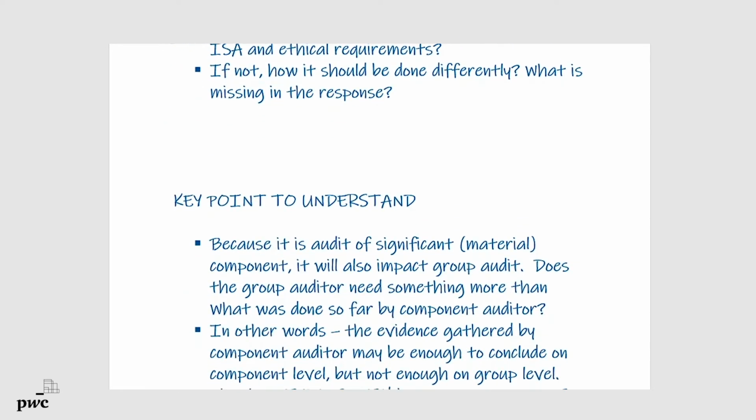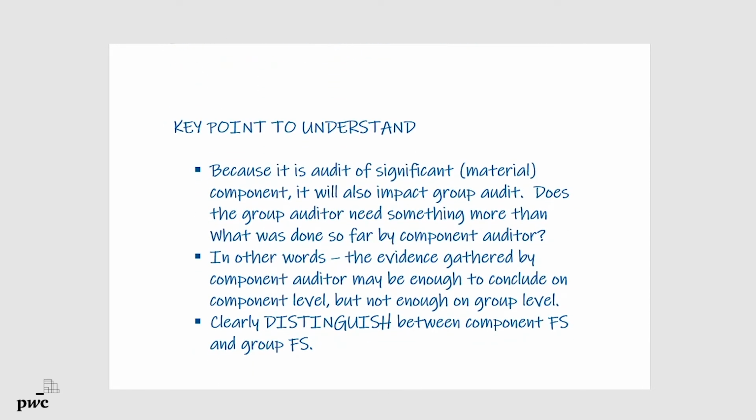There was also one key underlying point to understand, and that was the fact that we are in a group audit. So we have the component level audit of the component's financial statements, and we have the group level audit of the group consolidated financial statements. The evidence gathered by the component auditor may be enough to conclude at component level, but it may not be sufficient and appropriate at the group level. And it was clearly illustrated by the issue with the sale of property to the group CEO.